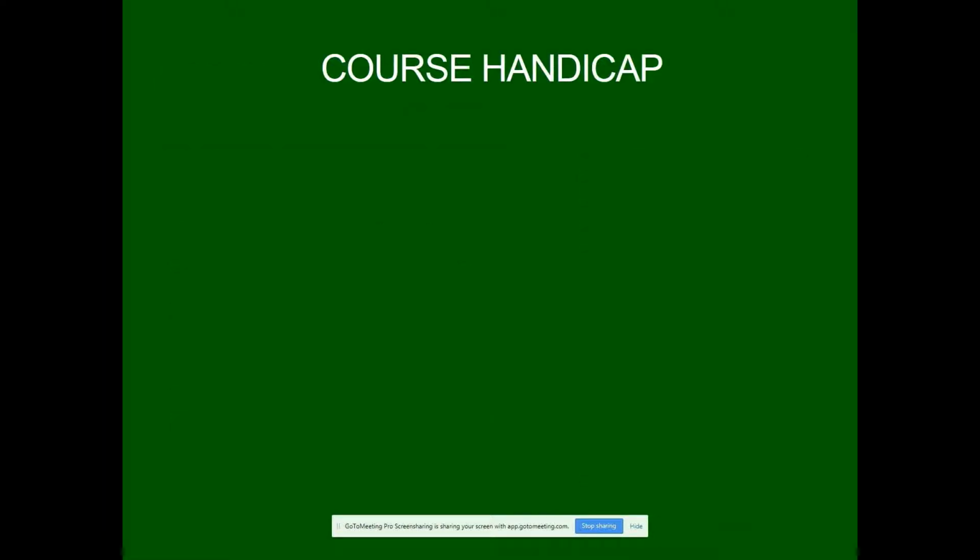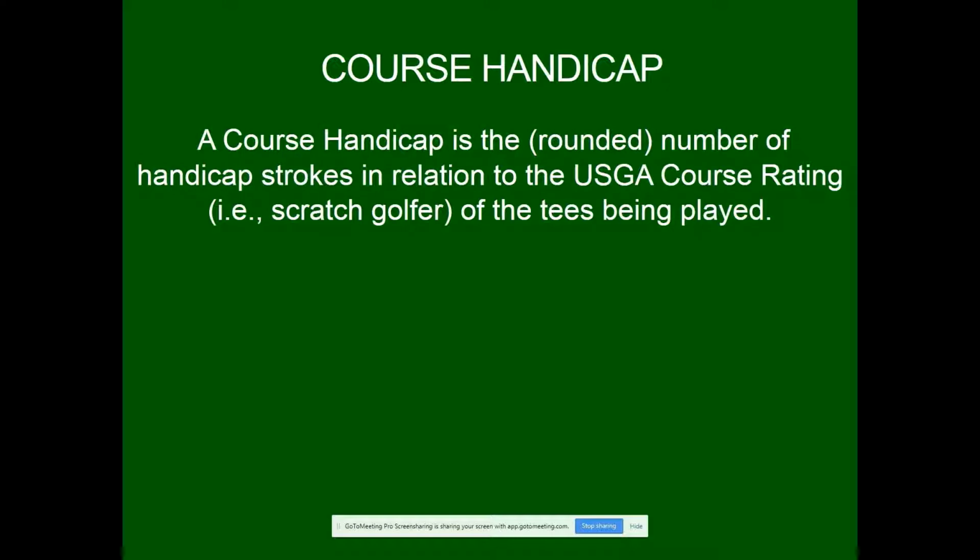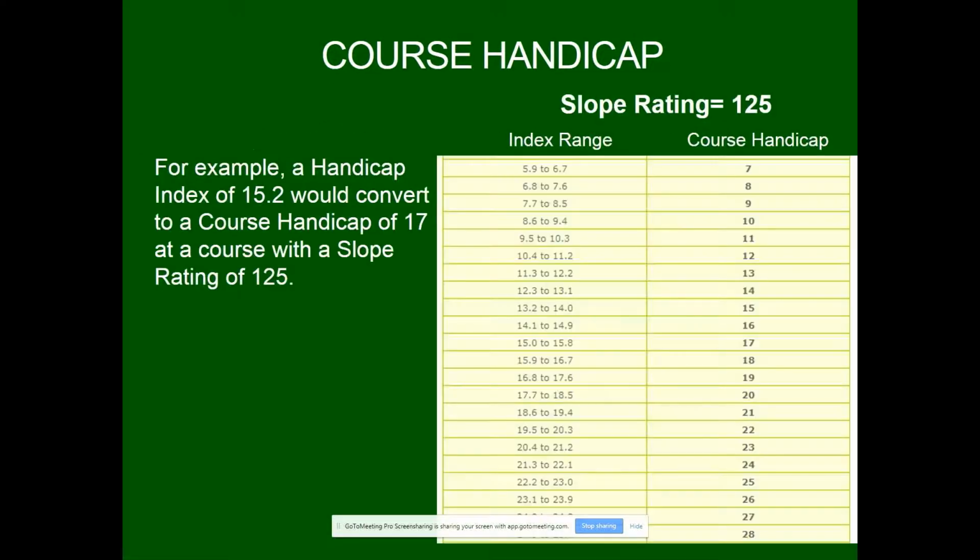So how do we get a course handicap? A course handicap is rounded to the nearest whole number of handicap strokes in relation to the course rating of the tees being played. In this example, a player has a 15.2 handicap index, and they're playing a set of tees that has a slope rating of 125. Many of you have seen these course handicap revision charts at your golf club. We provide these after we re-rate any golf course, so they're updated and have the most current information. In this case, you would go down to the table, 15.2 falls right there, and their course handicap for the day would be 17.